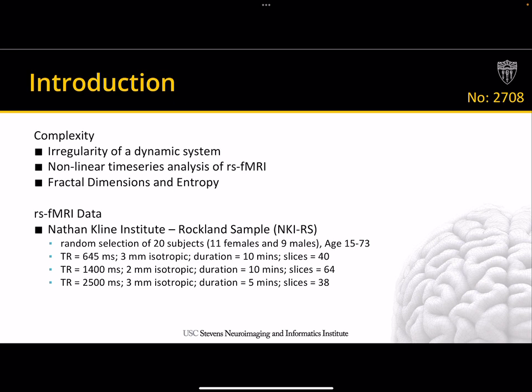We obtained resting state fMRI data from the Nathan Kline Institute Rockland sample. It is a random selection of multi-band resting state fMRI scans of 20 subjects, which includes 11 female participants and 9 male participants, age ranging from 15 to 73. All subjects underwent resting state fMRI with 3 different sequences.